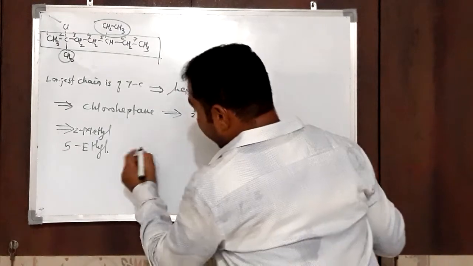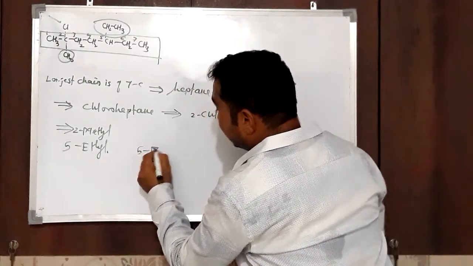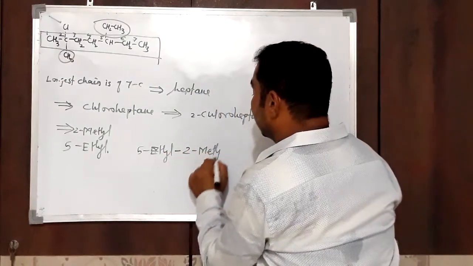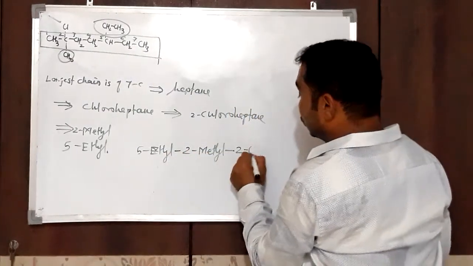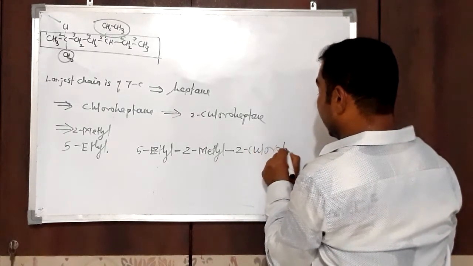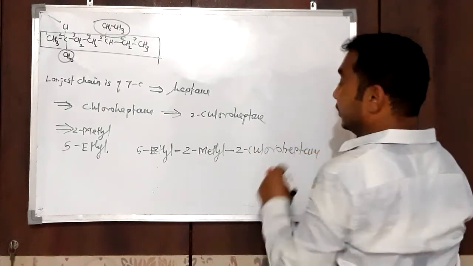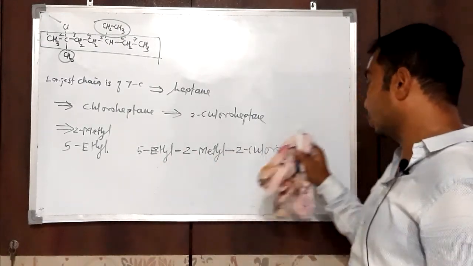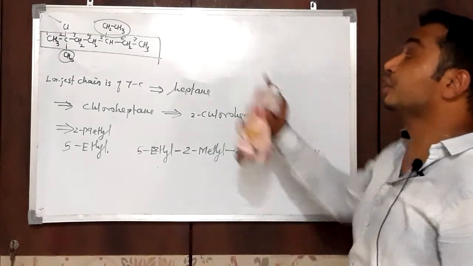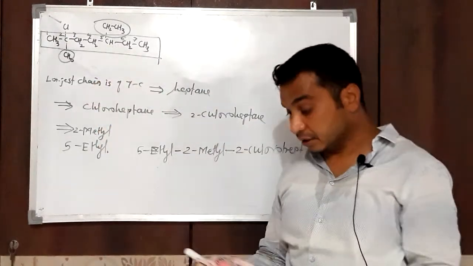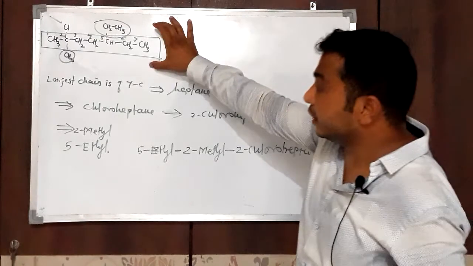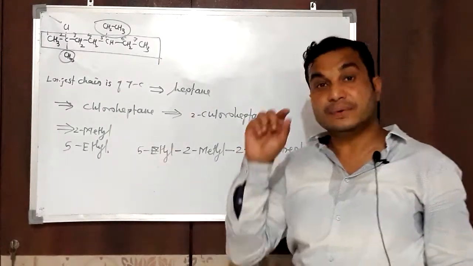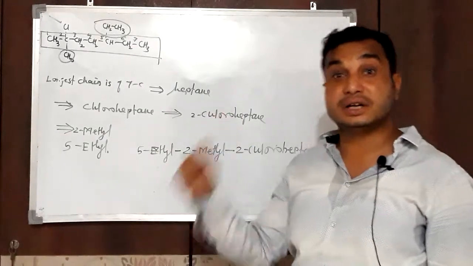So first write 5-ethyl, 2-methyl dash 2-chloroheptane. 5-ethyl 2-methyl dash 2-chloroheptane is the IUPAC name for this. Very simple. Okay. So if the structure is given, then you have to give the nomenclature, the IUPAC name. And if the name is given, then you have to draw the structure also.